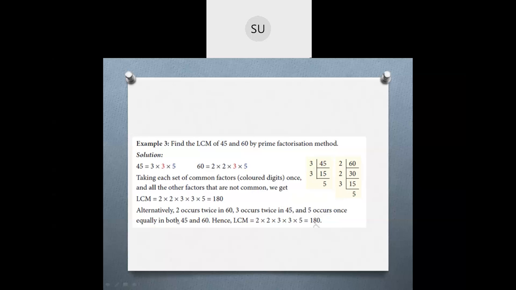So we got these factors. Now we'll multiply this. So when we multiply these 2 into 2 into 3 into 3 into 5, we get 180. So LCM for 45 and 60 is 180. Okay.